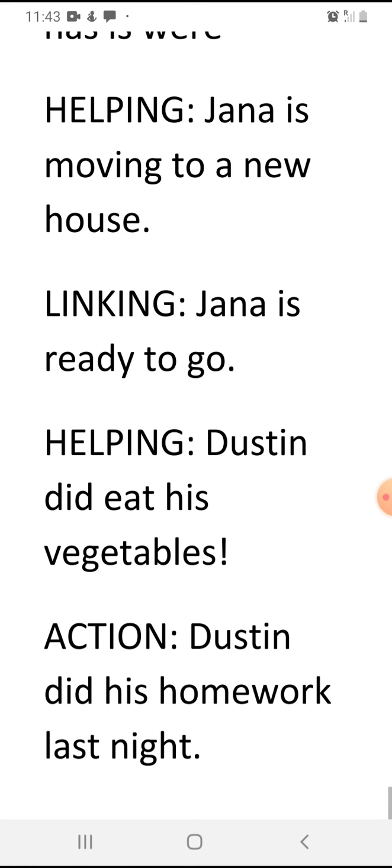Let us see another example. Dustin did eat his vegetables. Here did is the helping verb, eat is the main verb. Another, how it is used as an action verb. Dustin did his homework last night. Here did is the main verb. It is the action verb.